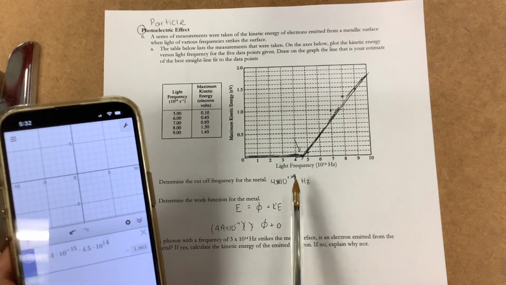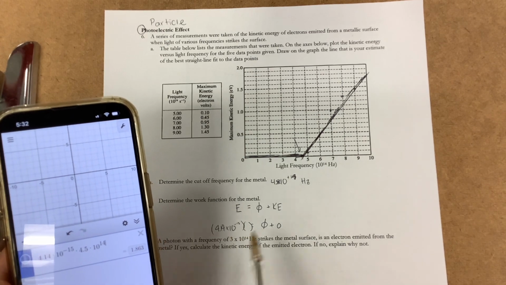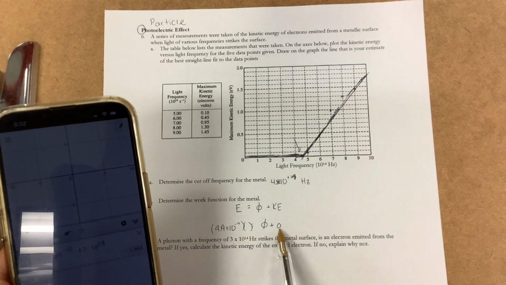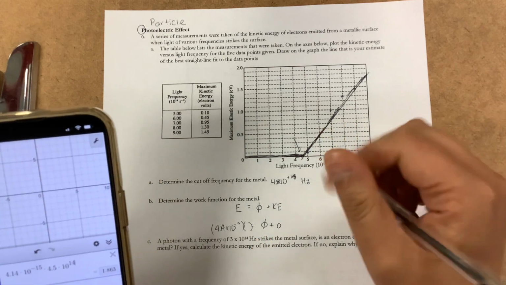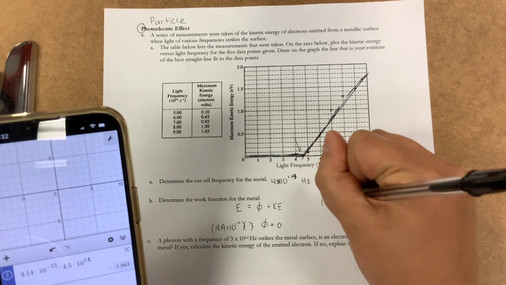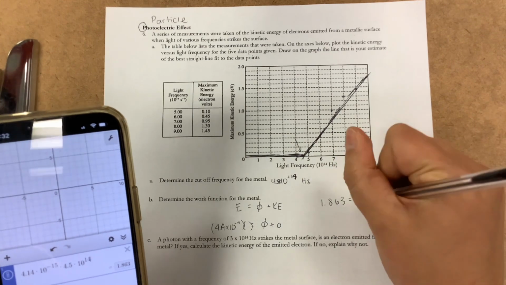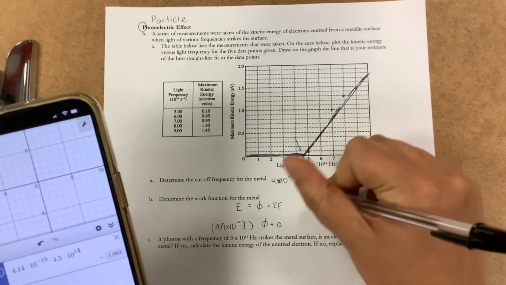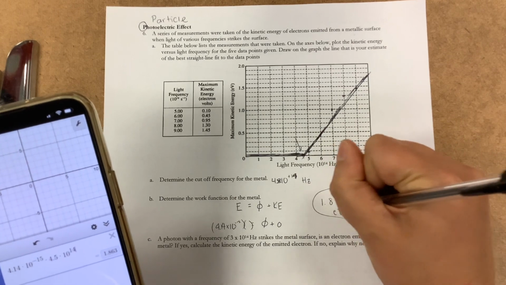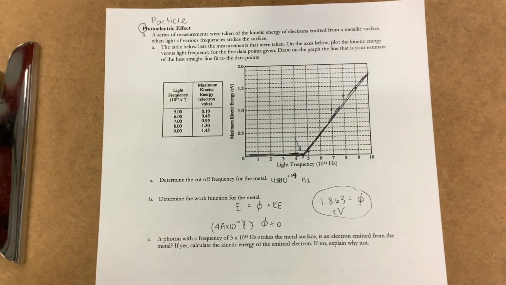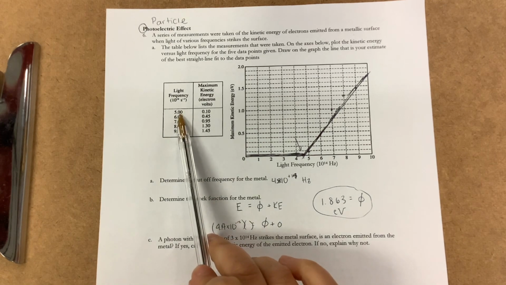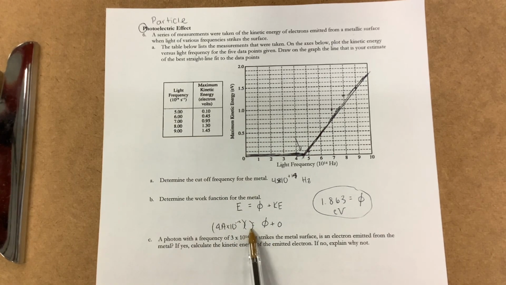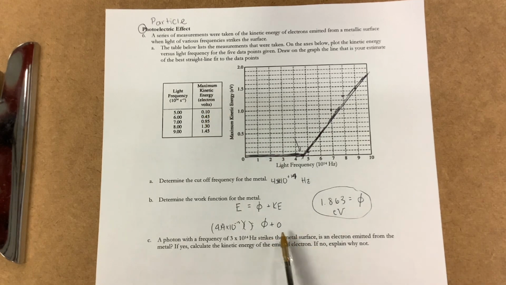So again, what I did, because it wasn't really clear in my writing, I took h, Planck's constant, times the frequency I just got, at which the kinetic energy is 0. And then I see that 1.8 is equal to the work function plus 0. So this must just be the work function. Right? And you can totally do that with a different data point. Like you could put in the 5 times 10 to the 14th here and use its kinetic energy of 0.1. It'll give you the same answer.